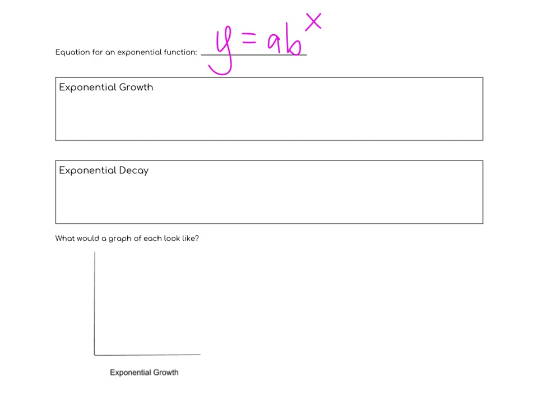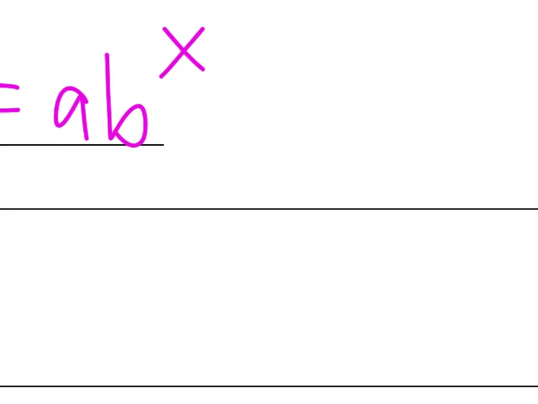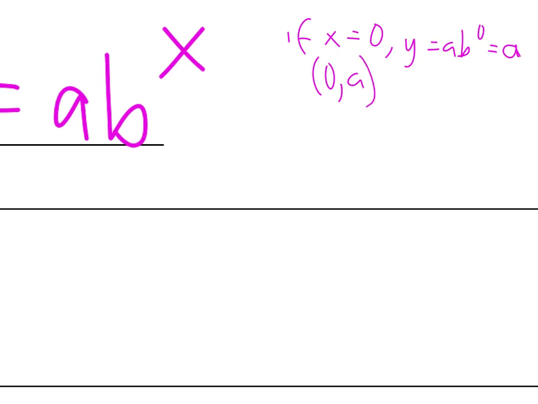So, let's have a discussion about that first. I'll zoom in. What happens if x is 0? Then you have y equals ab to the 0. Well, b to the 0 is just 1, so then y is a. So we'll have a point (0, a). Oh, that's the y-intercept.